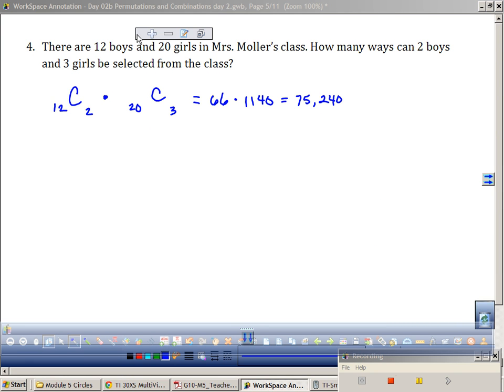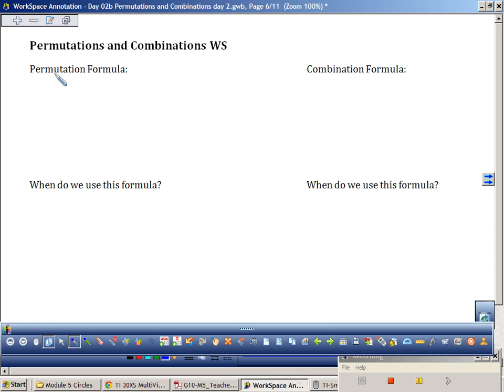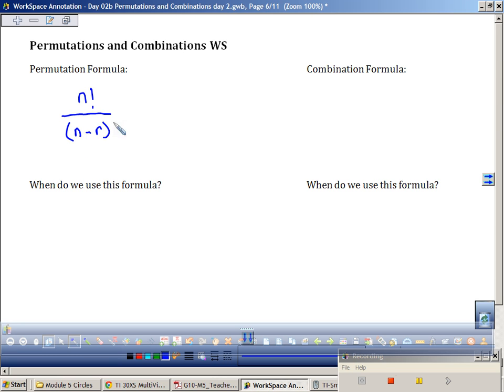Alrighty. So now that we've done all the hard work, I want you to go ahead and practice this in your homework today. So let's recap real quick. Our permutation formula would be n factorial over n minus r factorial, n being the number that we have to choose from, and then r being the choices that we're making. The combination formula would be very similar. n factorial over n minus r factorial times r factorial.